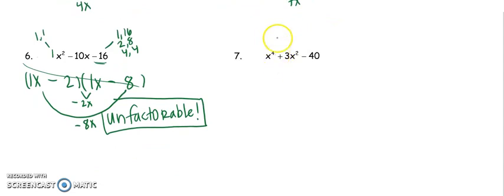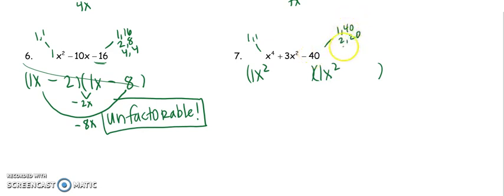Let's look at 7. This one's weird because it has an x to the 4th, but who cares? When it was x squared, you did x and x. So when it's x to the 4th, because it's 1 and 1 again, nice and easy today, you're going to have an x squared and an x squared. That's the only difference. So instead of x and an x, you have x squared and x squared. And for 40, we've got 1 and 40, 2 and 20, 4 and 10, 5 and 8. Which one of these do you think is going to give you a 3? 5 and 8, right?